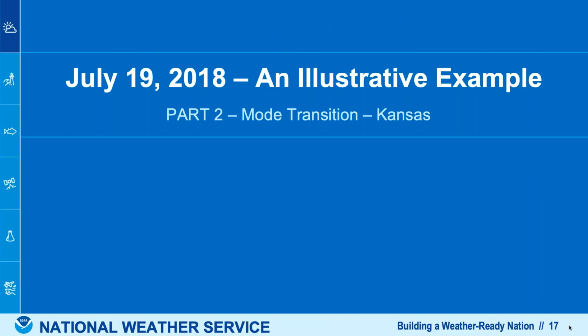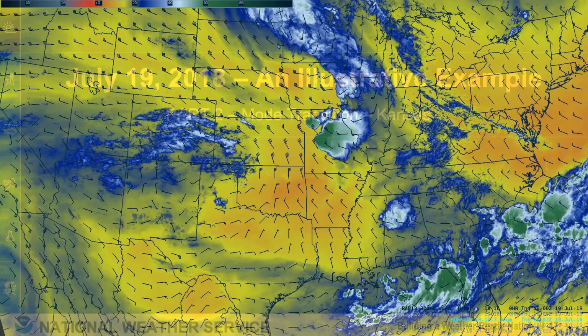So that first portion of our 3-part July 19th review focused on identifying storm mode and associated hazards and isolating the major threat area. So let's take a look now at a situation where the challenge is related more to diagnosing a potential mode transition. So we're going to turn our attention to Kansas.